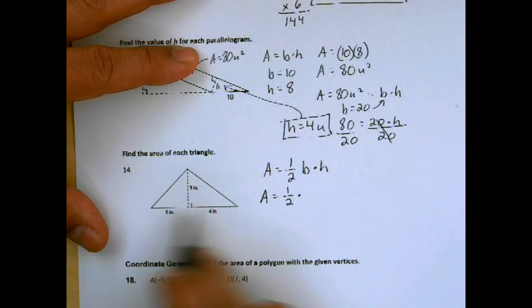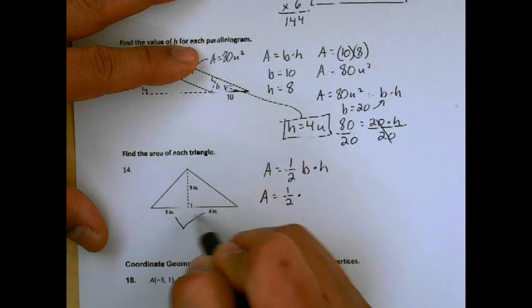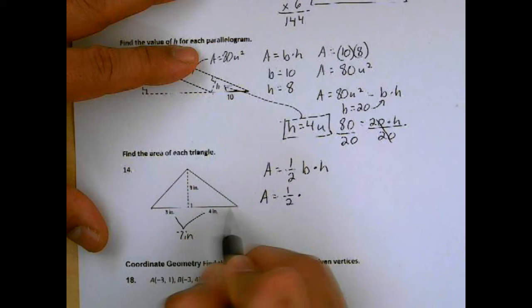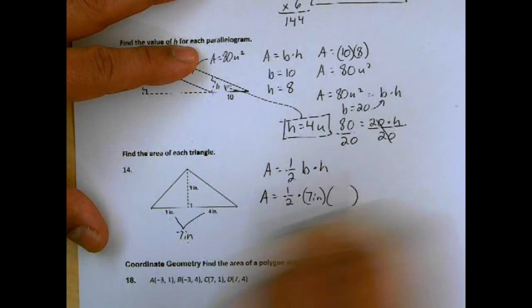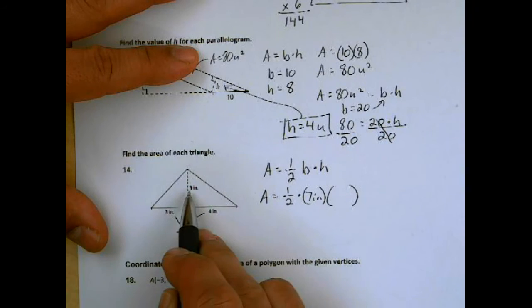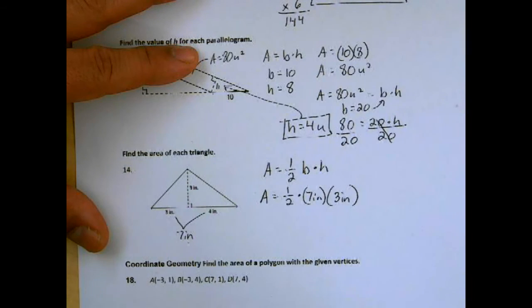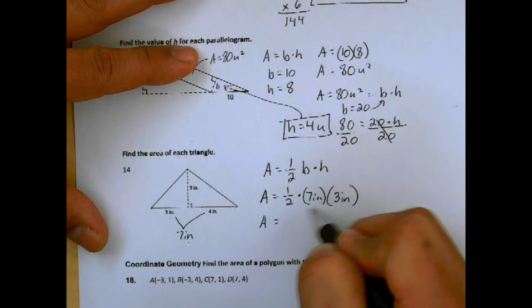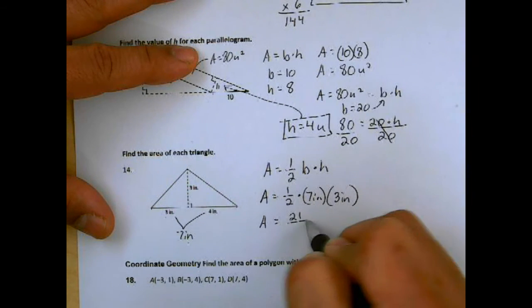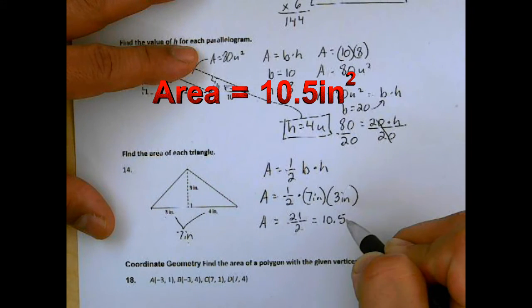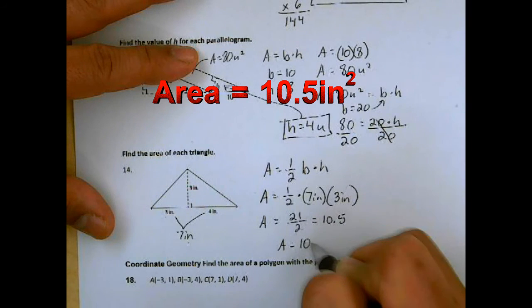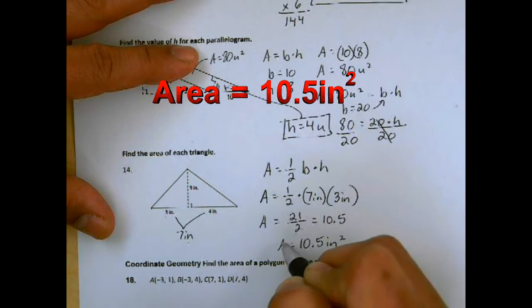times the base. Now, if you look at the base down here, it's broken up into 2 pieces. We have a 3 and we have a 4. So let's add those 2 together. So 3 plus 4 is 7 inches. So the entire base from there to there is going to be 7 inches. The height makes a right angle with the base, so that's going to be 3 inches. So to find the area of this particular triangle, we're going to take 7 times 3, which is 21, and divide it by 2. 20 divided by 2 is 10, and 1 divided by 2 is 0.5, so the answer will be 10.5. Okay? So the area here is going to be 10.5 inches squared.